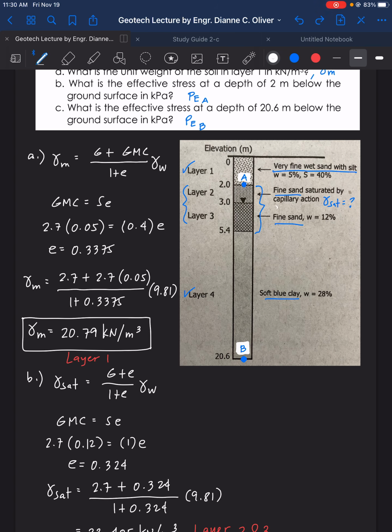Next, we have here the submerged in the water already. So gamma sat minus gamma of water. And then another soil type, gamma sat minus gamma of water. Now speaking of another soil type, let's find also the gamma sat of soft blue clay. So what is the gamma sat of soft blue clay? Given a different MC or water content, moisture content at 28%.